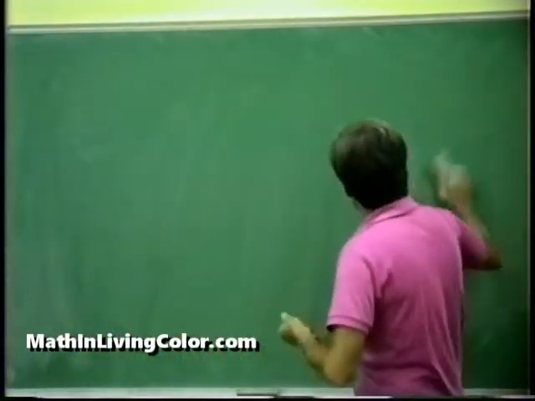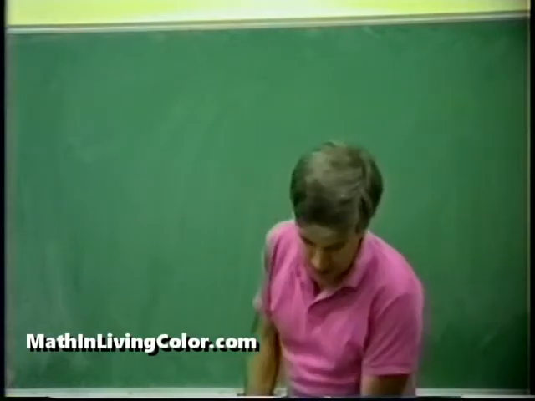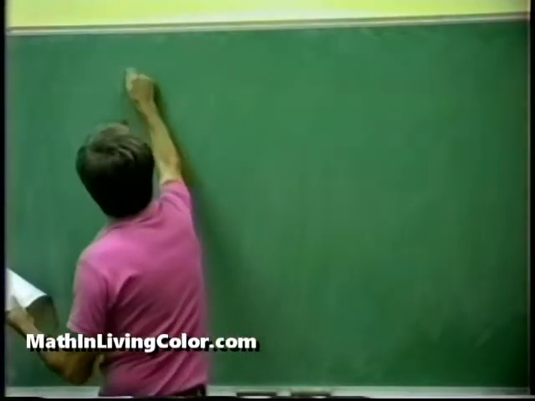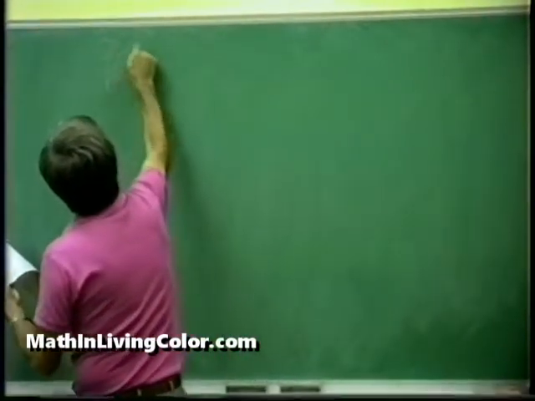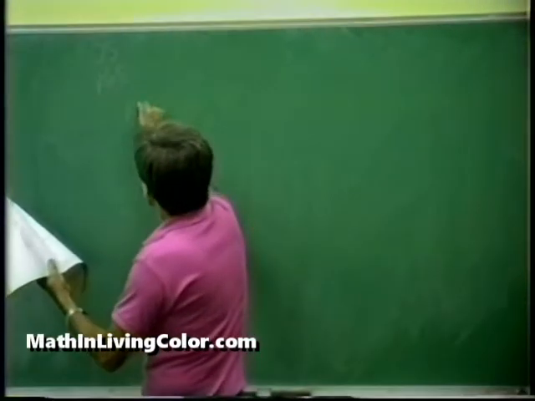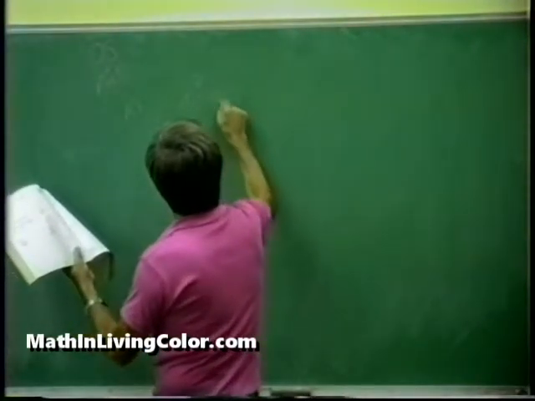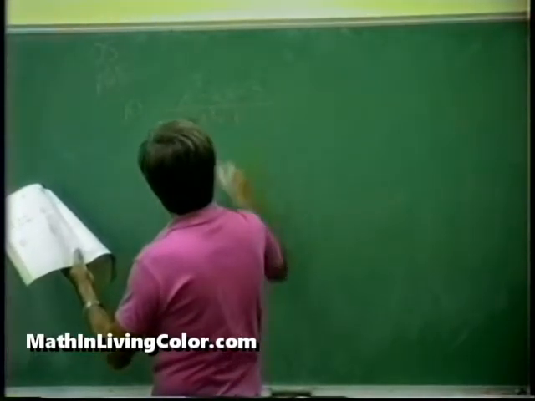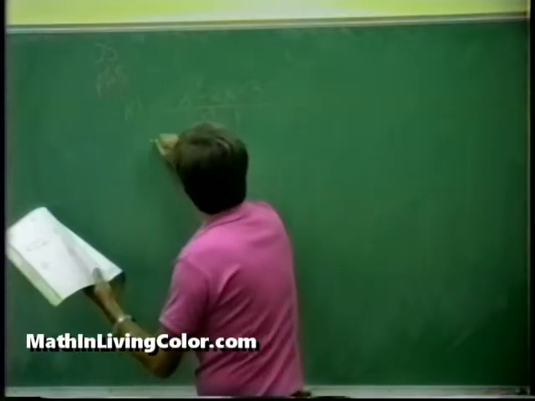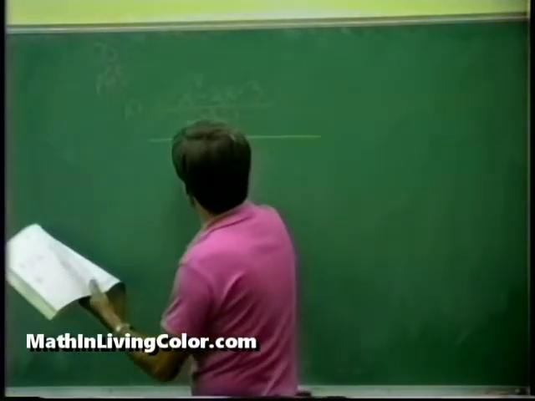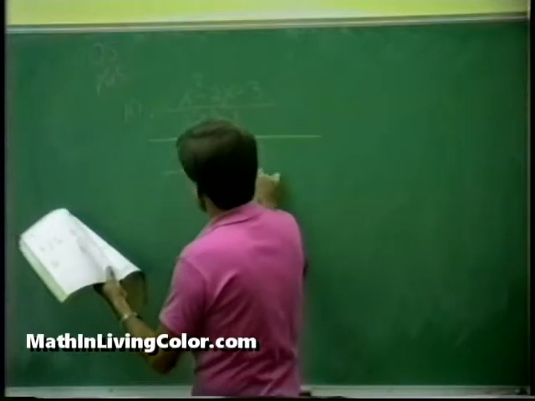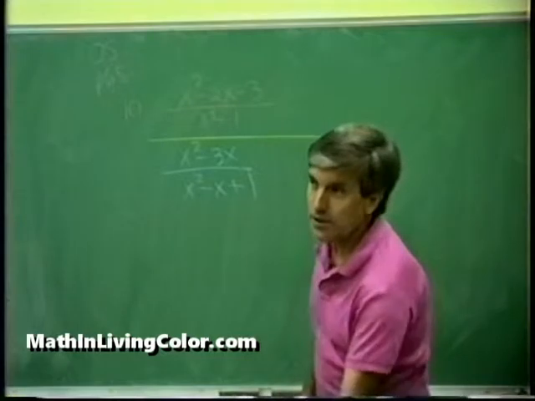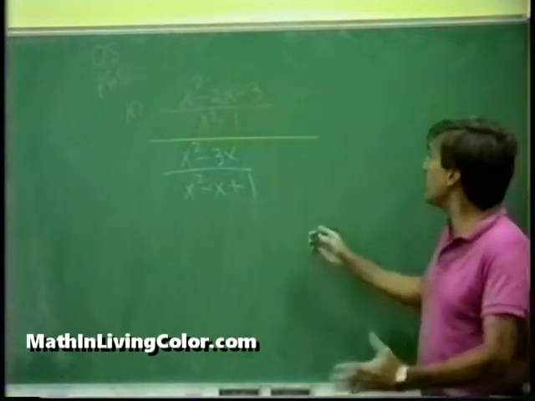The first couple of pages, let me take number 10 for example. That's the bad one on the page, page 65 from the one-step book. Number 10 says x squared minus 2x minus 3 divided by x cubed plus 1. Then there is a longer line, and then another fraction, x squared minus 3x divided by x squared minus x plus 1. Okay, that's the problem. Looks ugly, doesn't it? Looks awful.